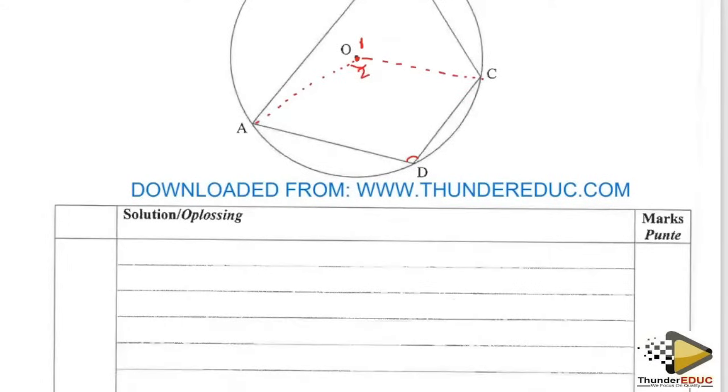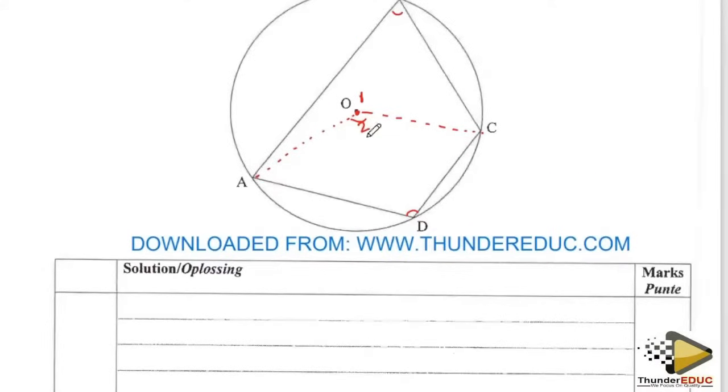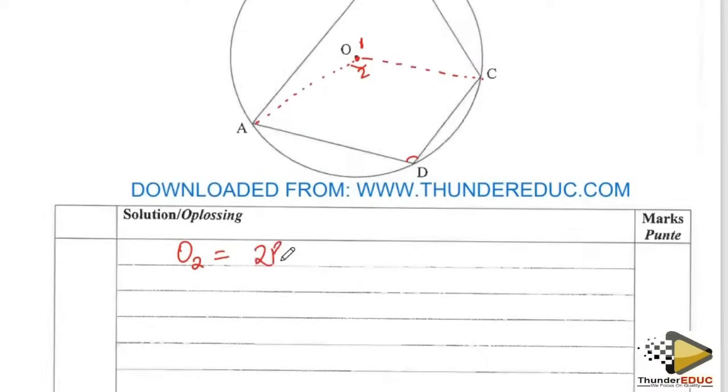Then I'm going to say that my O2, because O2 is the angle at the center, must be the same as 2 times B. So O2 is twice B. Reason: angle at the center is equal to twice the angle at the circumference. So we can write the full word.